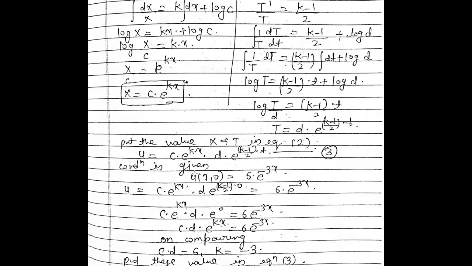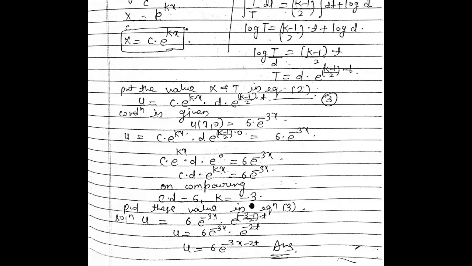Just watch your condition carefully, because don't confuse here, u(x,t) means u is a solution of x and t, so t is here 0, so just write t here 0, e to the power 0 is 1. So c into d e to the power kx is equal to 6 e to the power minus 3x. Now on comparing both sides, c into d is equal to 6 and k is equal to minus 3. Just write these values in equation third, and we are getting our solution here, right? In each and every question we will follow the same method here, right? There will be no change.